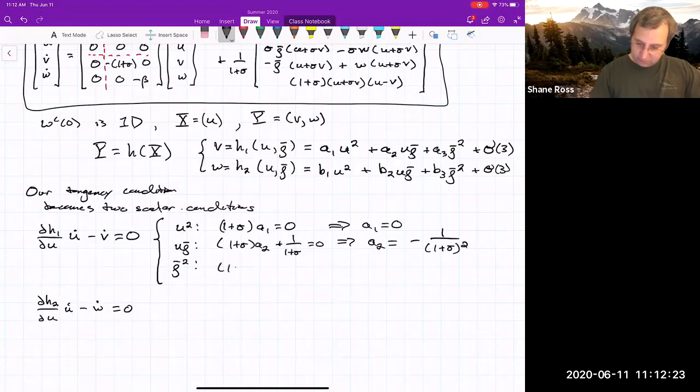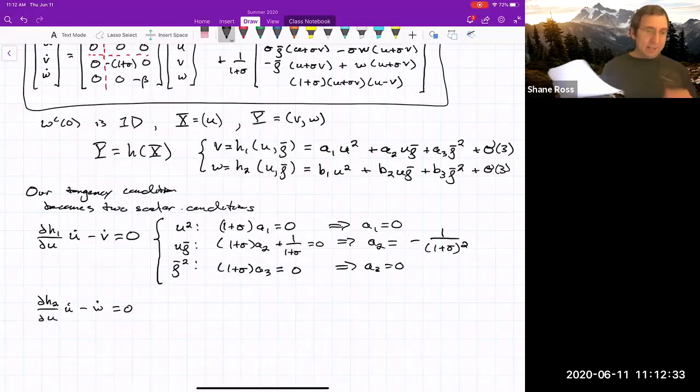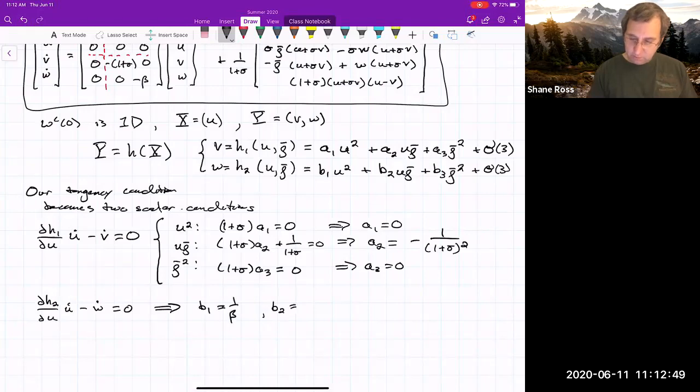And the last one also gives us something boring. 1 plus sigma times A3 equals 0. Okay, A3 is 0. And repeat this for this second scalar tangency condition, and I'll just tell you what it gives us. It's going to give us B1 equals 1 over beta, B2 equals 0, and B3 equals 0.